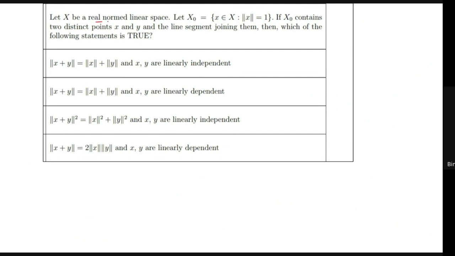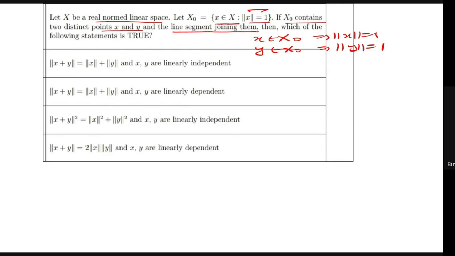Let X be a real normed linear space and X naught is a set such that x belongs to X and norm of x equals 1. So this is the condition for all elements belonging to X naught: their norm should be 1. If X naught contains two distinct points x and y, with x in X naught so its norm is 1, and y in X naught so norm of y is also 1, it also contains the line segment joining them. Then which of the following statements is true?